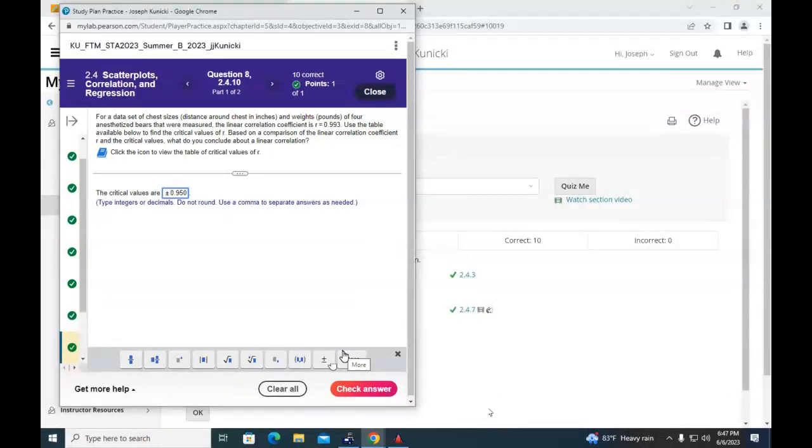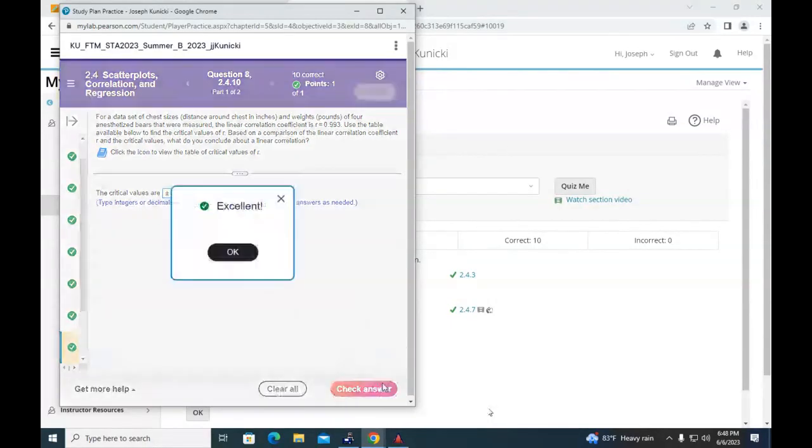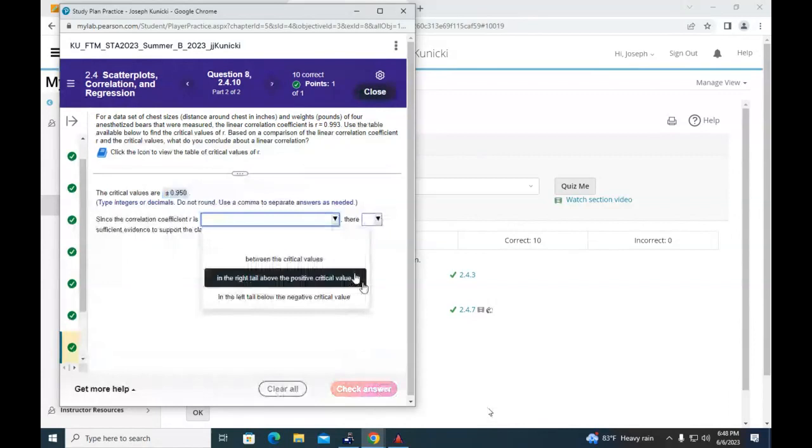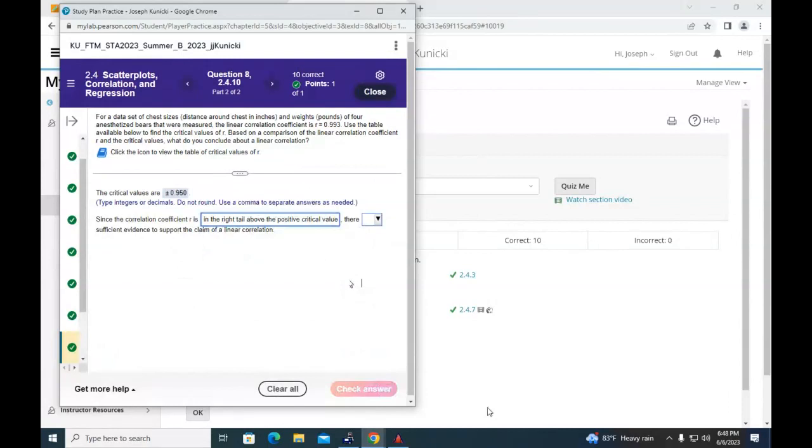So we can reject the null because we have evidence that takes us outside of the zero area. See, the zero area shrinks or gets big depending on n. With n equals 4, you can't have a small area because there's not a lot of evidence. So your evidence has to be really good. And 0.993 is really good. Okay, so that's excellent. And since the correlation coefficient is in the right tail, above the positive critical value, in other words, 0.993 is greater than 0.950. We're in the right tail.